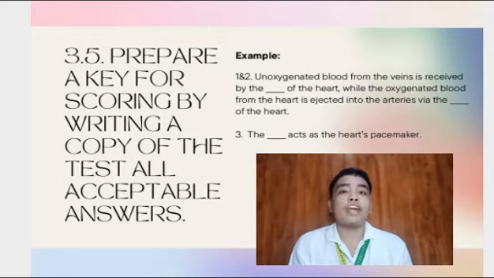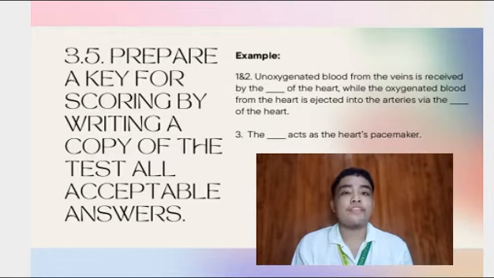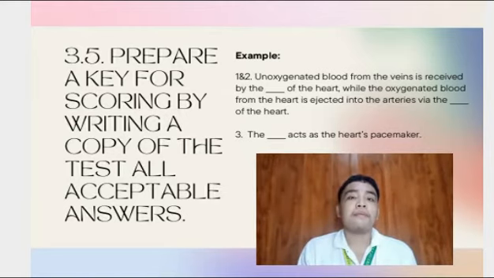For example, for items 1 and 2, "The deoxygenated blood from the veins is received by the blank of the heart, while the oxygenated blood from the heart is ejected into the arteries by the blank of the heart." In this case, the item has 2 correct points for 2 missing answers. Number 3. "The blank acts as the heart's pacemaker." This one scores 1 point as it requires 1 answer on the blank.